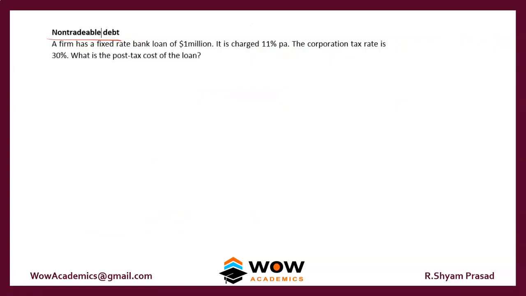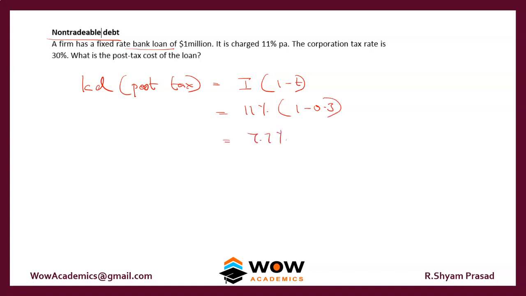Okay. So the next one is non-tradable debt. So what is a non-tradable debt? A bank loan is a non-tradable debt, so you can't trade it with anyone. So we have to find a KD for this kind of loan also. Mostly we can find out the post-tax or after-tax number directly. For example, you just get the interest rate and multiply it by 1 minus t. So the interest here is 11% into 1 minus t. T is the tax rate, 30%. So we can directly get the answer, it would be 7.7%. Okay, so it's very simple and direct to compute.